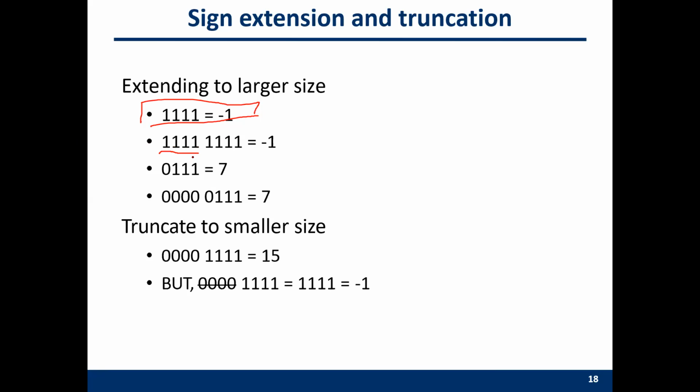If these bits are 0, then it's a positive number. You still need to insert more ones here to represent the same value. Again, if this is a positive number, you cannot insert ones here. You have to insert zeros here to represent the same value. So if you try to extend the number into a larger size number, you need to consider the signed bits.